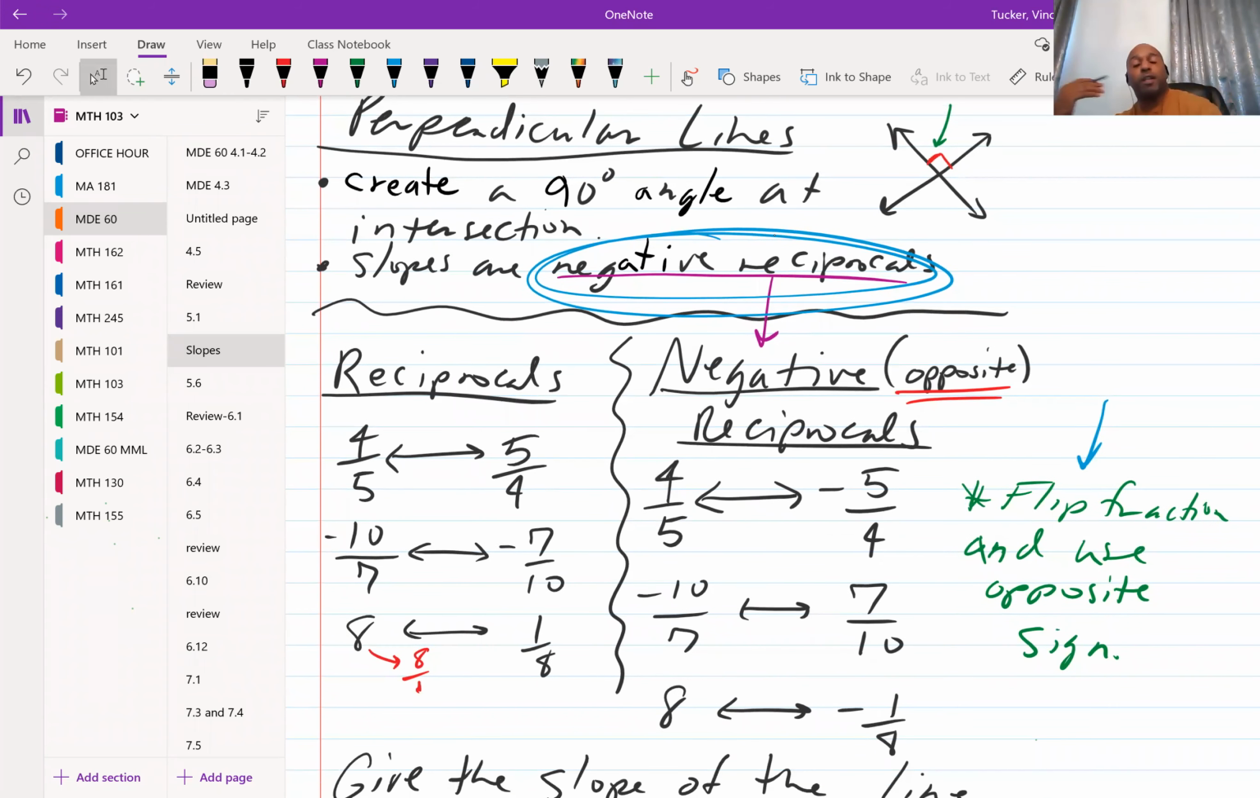So if we have perpendicular lines, their slopes are going to be negative reciprocals of each other. So 4/5, you would flip it 5/4 and use the negative sign. If it was negative 10/7, you flip it and turn it positive 7/10. And then with positive 8, that'd be negative 1/8.